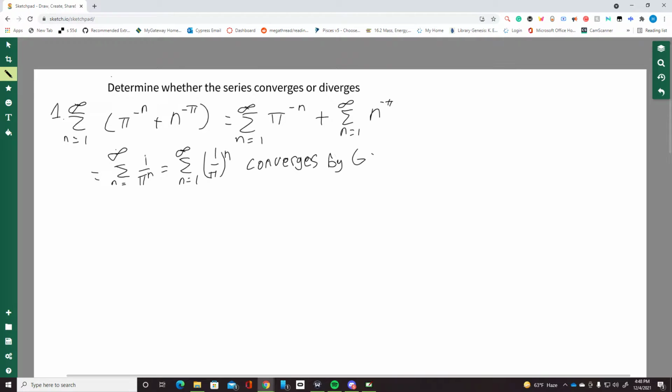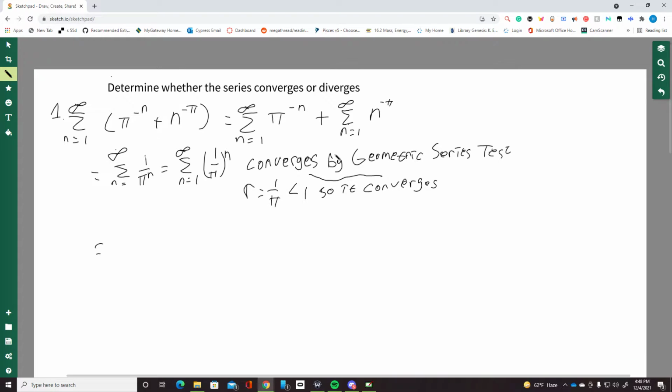by the geometric series test, because, as we can see, this is r. r equals 1 over pi, which is less than 1, so it converges right there. Now this is the first one.